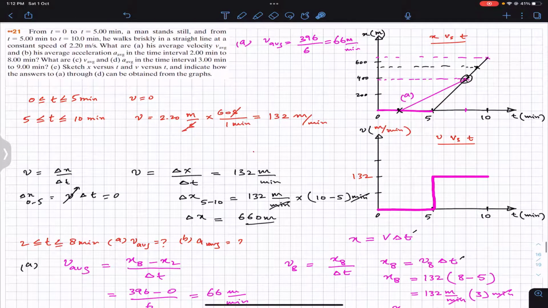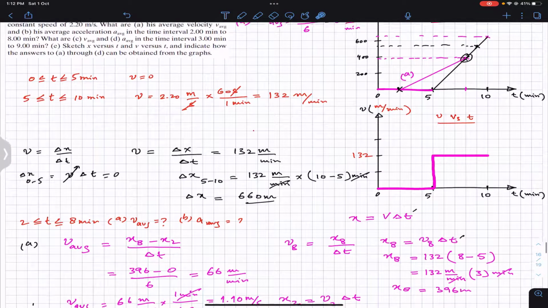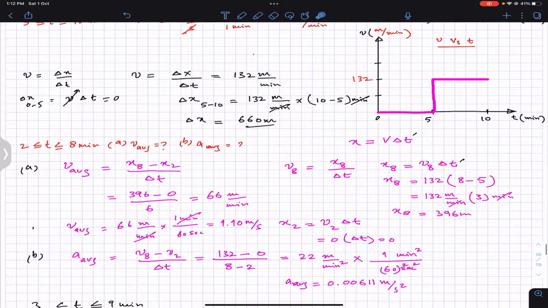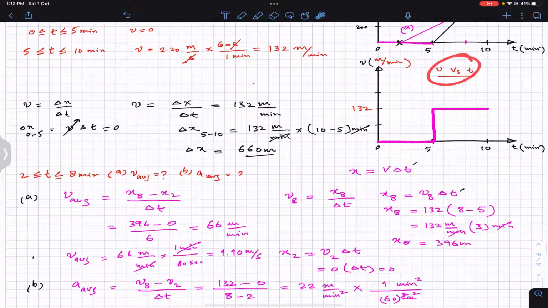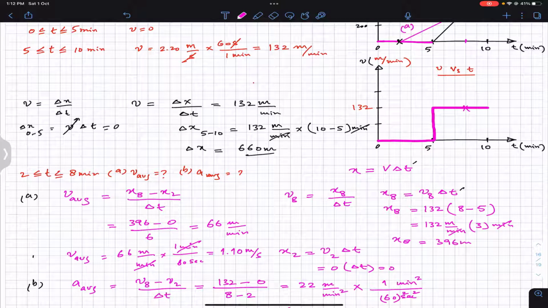And similarly for part B, if you want to find the average acceleration, since average acceleration uses the velocity values, we have to use v versus t. Now we have to locate the point for the velocity at t equals 8 minutes. So this is 8 minutes, and this is the velocity. This is our point of interest.